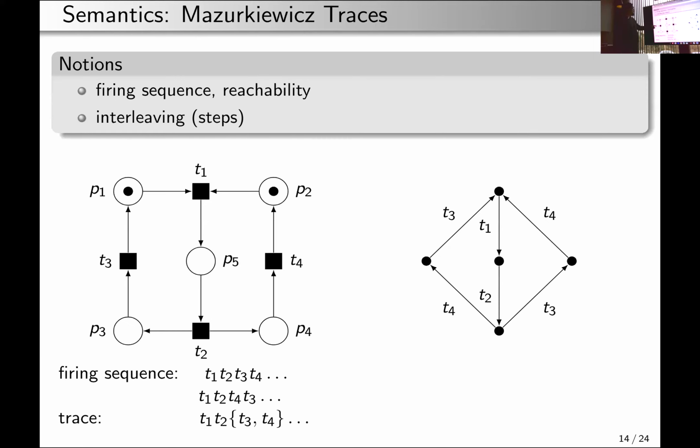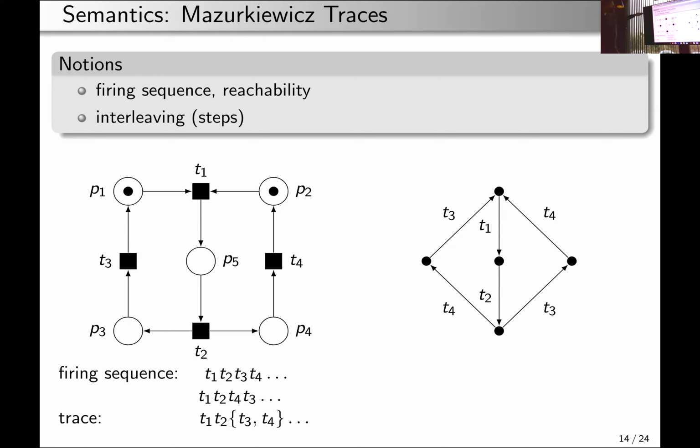That when two transitions are concurrent, I just don't mind how they are ordered. So I just say, well, here, I don't mind. It's a set. I could fire one and then the other. I could fire both at the same time. The order becomes irrelevant. And this is what we call a Mazurkiewicz trace.